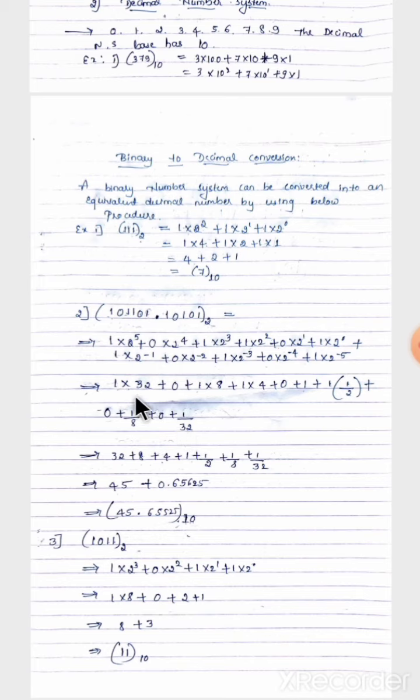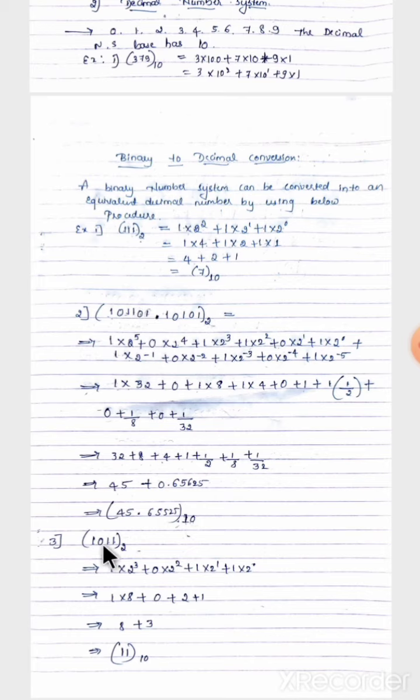Okay. Next, calculate this one. That becomes 32 plus 8 plus 4 plus 1, and 1 by 2, 1 by 8, 1 by 32 as it is. Okay. 32 plus 8 is 40, 44, 45. Then 1 by 2, 1 by 8, 1 by 32. That answer is 0.65625. So, plus means 45.65625 with base 10. So, conversion of this binary number to decimal number is like this only.